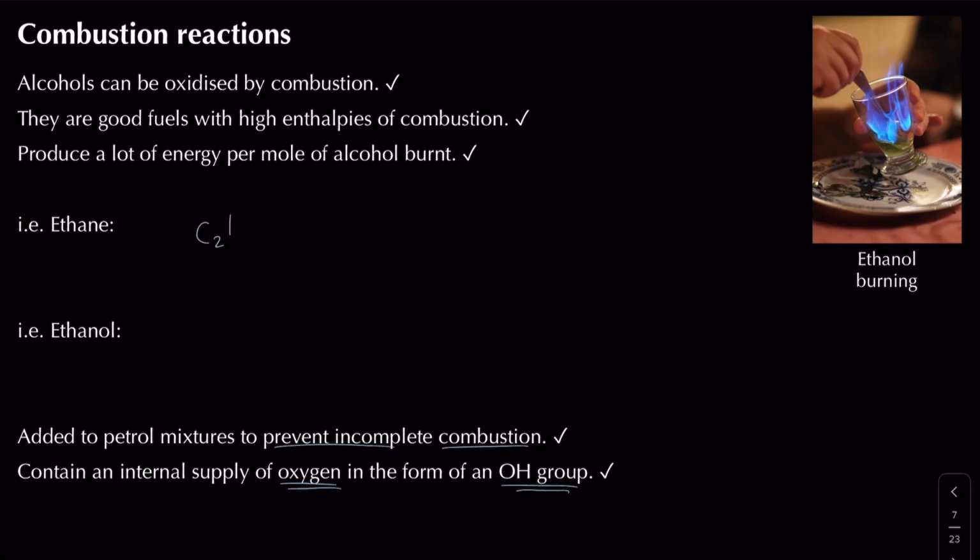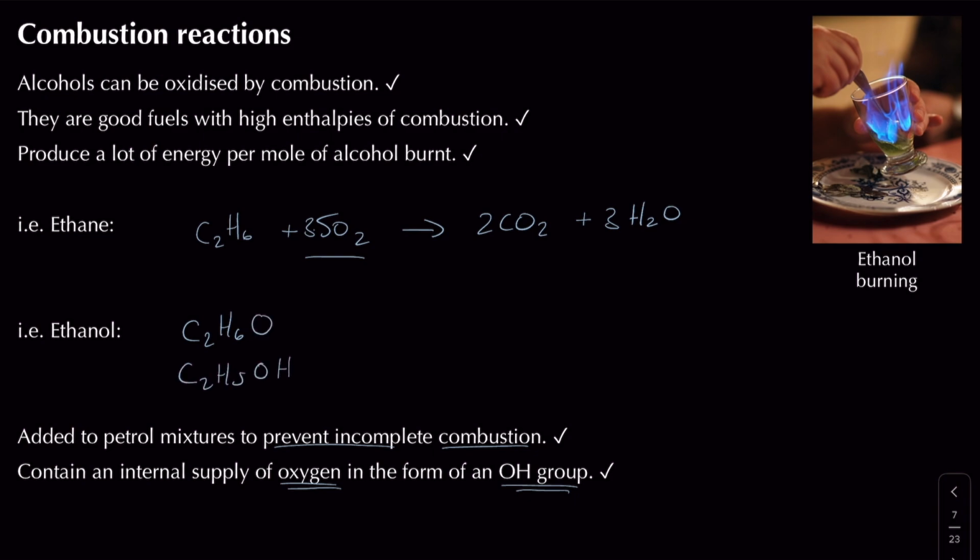Ethane is going to be C2H6, and if we form a balanced equation, we react it with oxygen, we end up forming 2 lots of carbon dioxide, and 3 lots of water. In total, we've got 4 lots of oxygen added to 3, that's 7. That's going to be 7 over 2, so there's 3.5 lots of oxygen there. Now compare that to ethanol, which is going to be C2H6O, or you could have said C2H5OH, either one's going to be fine.